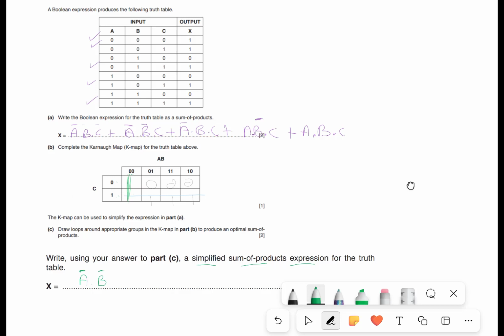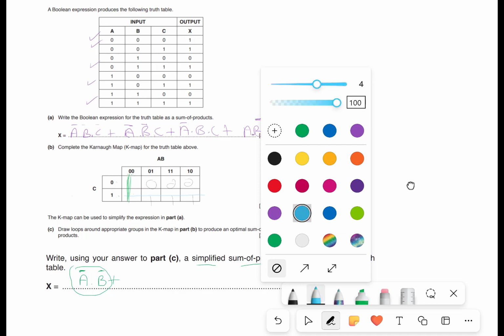See if you can do the second group by yourself. So the group of 4. Pause the video. Okay, well what I'm going to do is an OR gate, because we're going to join this group up with our blue group.